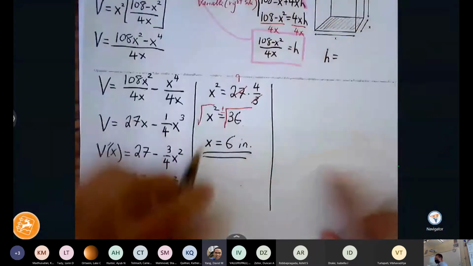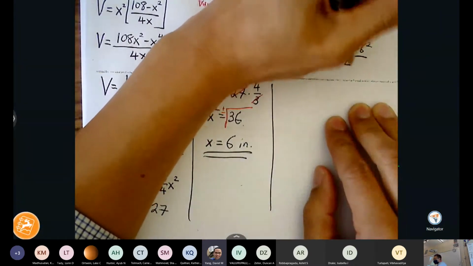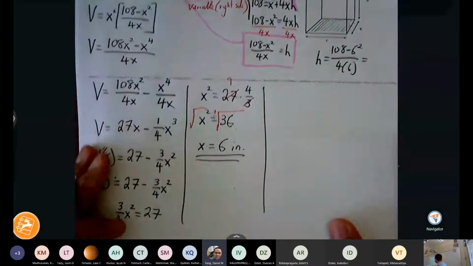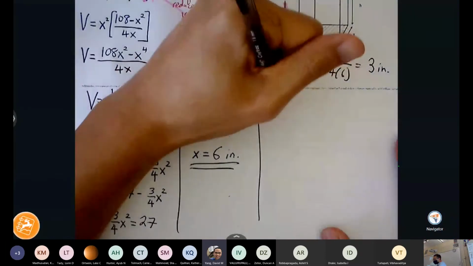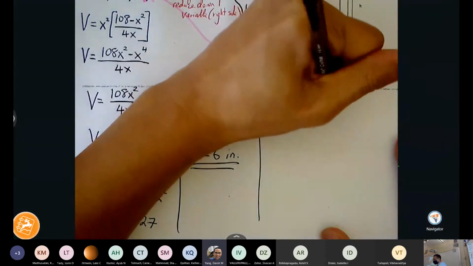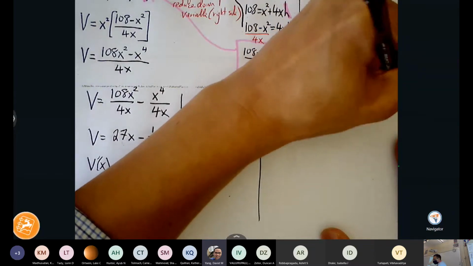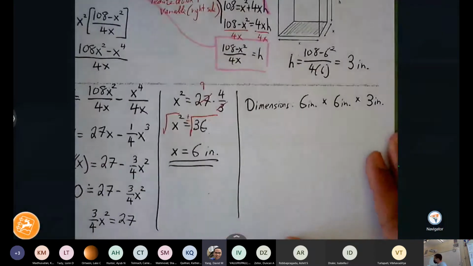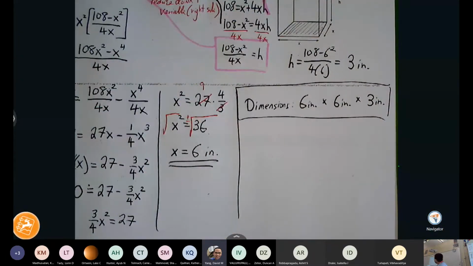So height, 108 minus 6 squared over 4 times 6. That's going to reduce all the way to 3. So we have our dimensions, right? Length, width, and height. So 6 inches by 6 inches by 3 inches. So those dimensions will create the maximum volume given that we only have 108 square inches of material to work with.